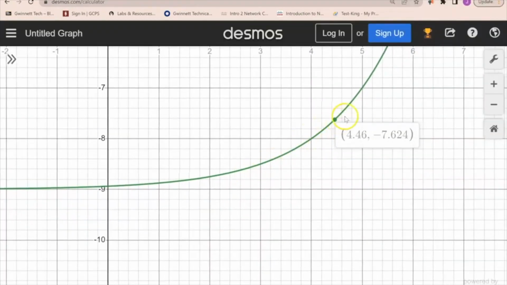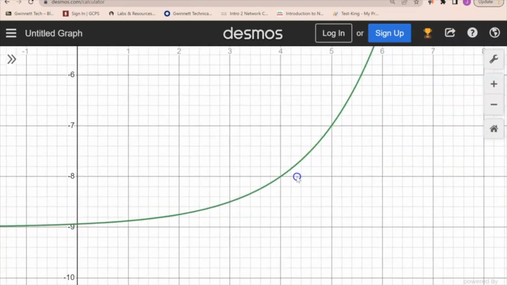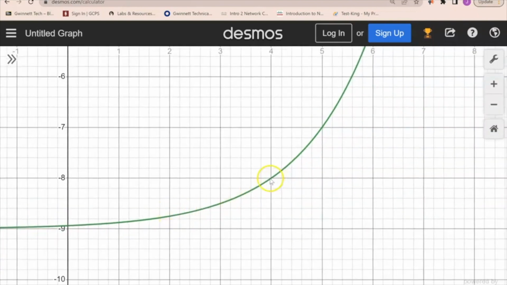Oh, look at this. Somehow I managed to get my point to stay on the graph. How did I do that? Y'all, it was by accident. I don't know what I did. Oh, it's gone. All right, so corners. So there's my corner. That one was 4, -8, right?